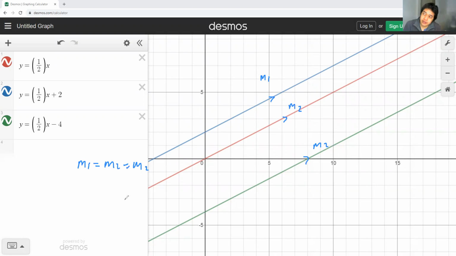So this is the first important lesson that I want you guys to remember, to know about the slopes of the lines. Yeah.